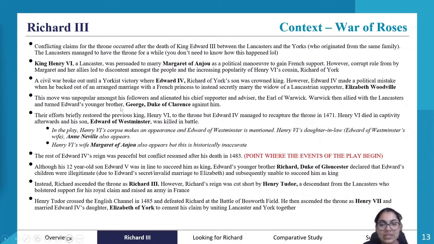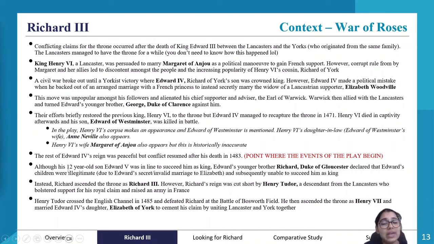So, for example, here we know that historically George turned against the king. That's why George was out of the way of the throne. And Henry was killed in imprisonment. Richard didn't kill him, and so that is inaccurately portrayed in the play as both of Richard's deeds. The rest of Edward IV's reign was peaceful, but conflict resumed after his death. This is where the events of the play begin.